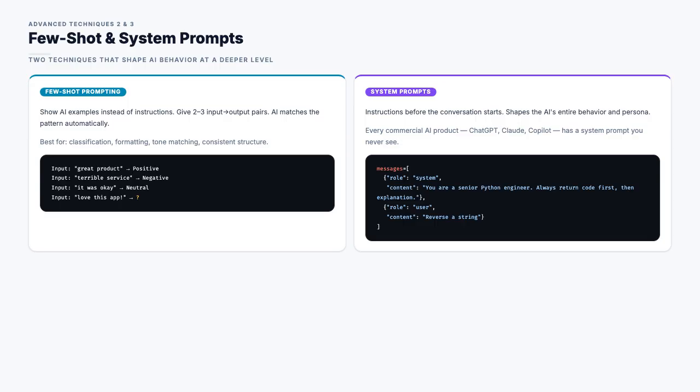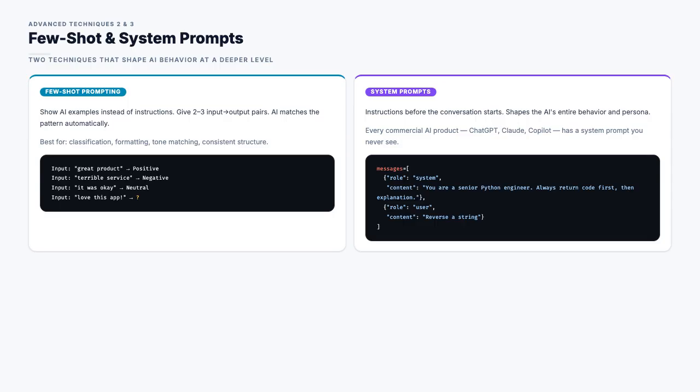System prompts. This is the secret weapon. A system prompt is a set of instructions you give AI before the conversation even starts. It shapes how the model behaves for the entire session. It's like giving someone a job description before they start work.